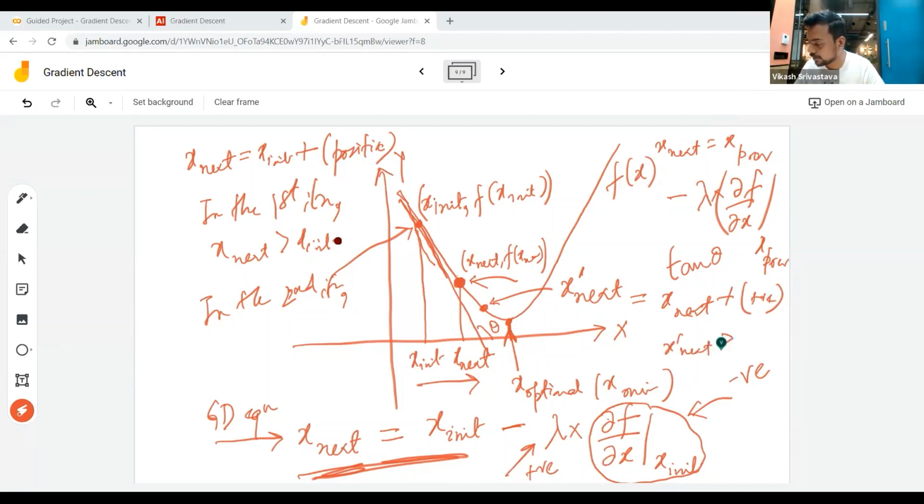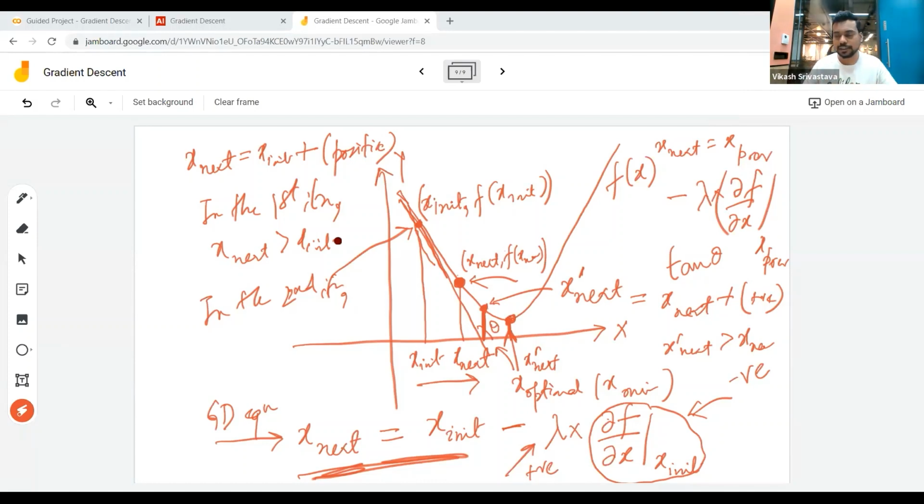So here as you can see, this point is again x next dash, right? So as you can see, through this iterative procedure, we're trying to reach towards this particular minimum of this function. Okay, so this is what the gradient descent algorithm is, right?